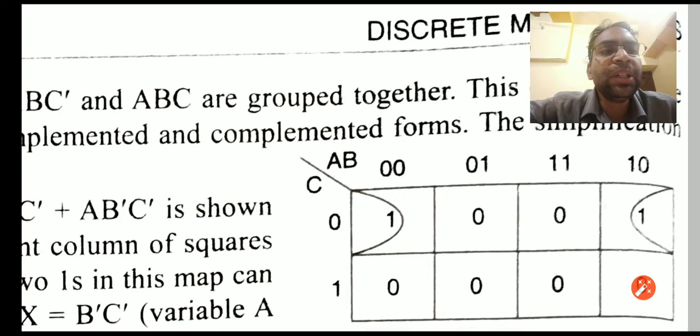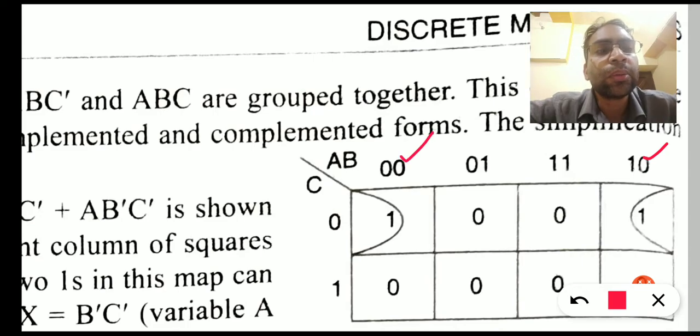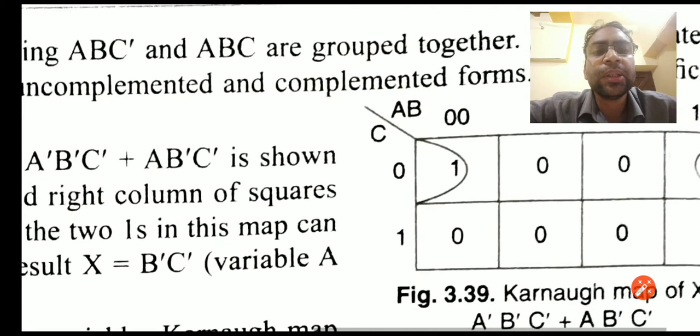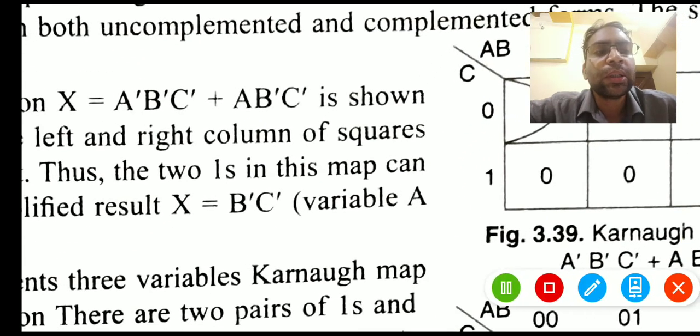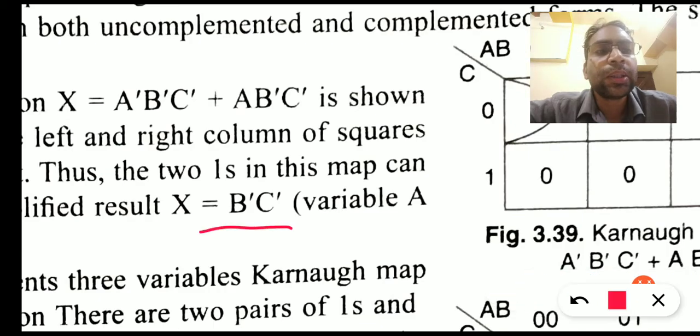The common variable is b here in this case, so this is 0 and 0. So b bar basically, b bar and c bar. So the result should be b bar c bar. Yes, so we can see b bar c bar, right.